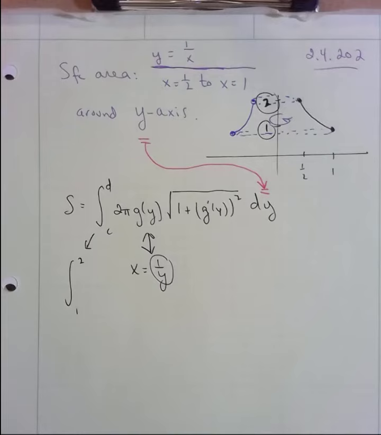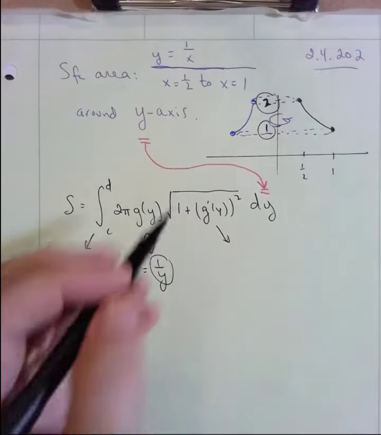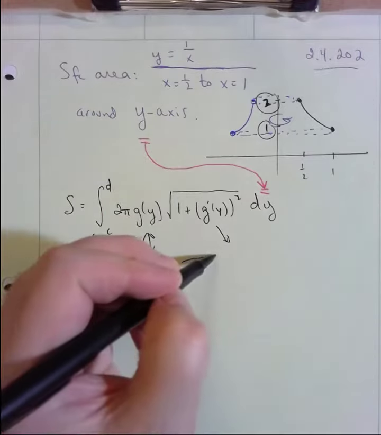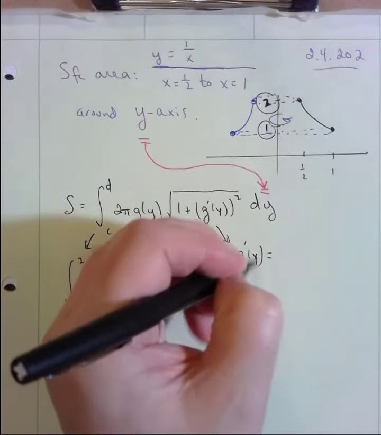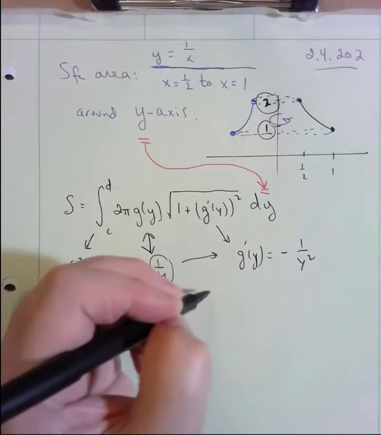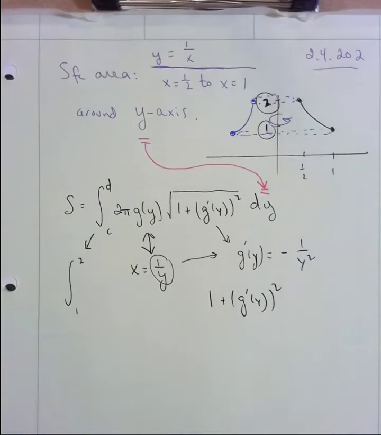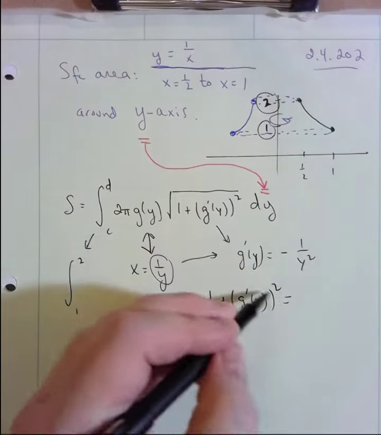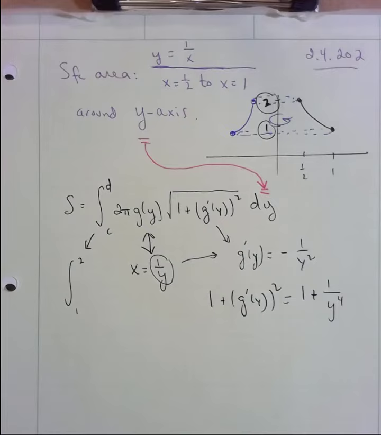Now I'm sort of slopping things all over the place here. I do not recommend that you follow this strategy. This is just scratch work. But what I'm going to do is build what's in here. If we're using x equals 1 over y, then the derivative, g prime, is -1 over y squared. So 1 plus g prime of y squared is 1 plus 1 over y to the 4th.